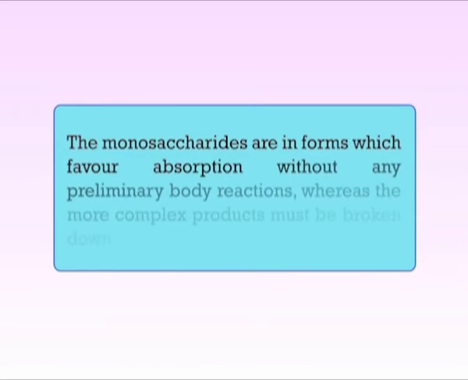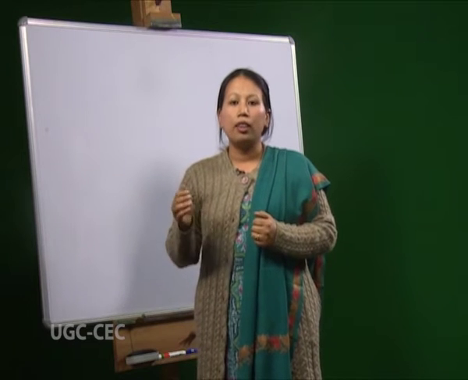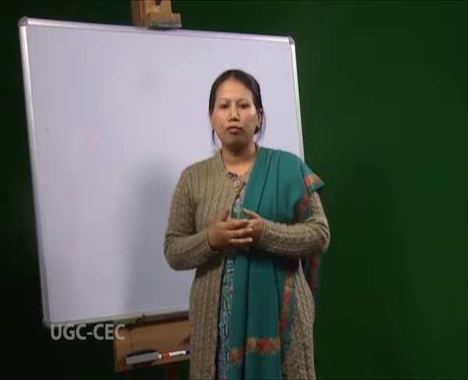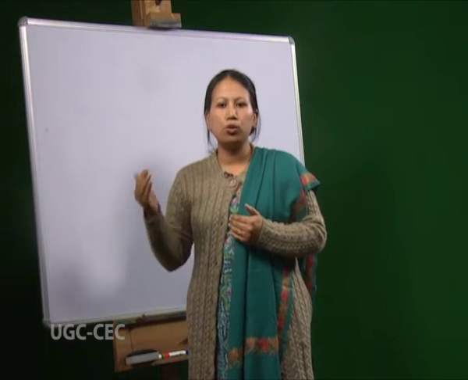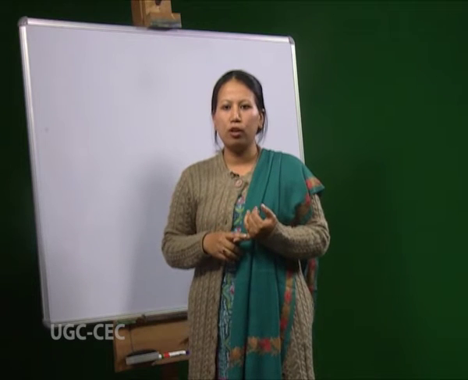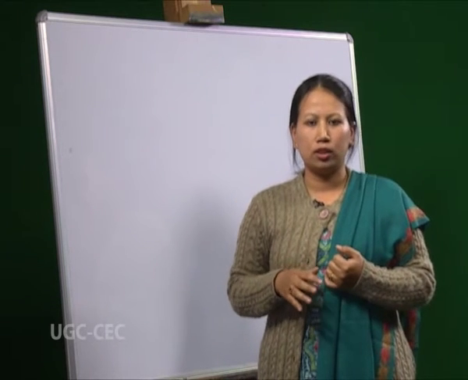The monosaccharides are in the forms which favor absorption without any preliminary body reaction, whereas the more complex products must be broken down. It has been assumed that the hydrolysis of disaccharides is carried out completely in the lumen of the intestine, but studies also indicate that breakdown also occurs in the cells of the mucous membrane of the small intestine. As for cellulose, no enzymatic changes occur in the human body.